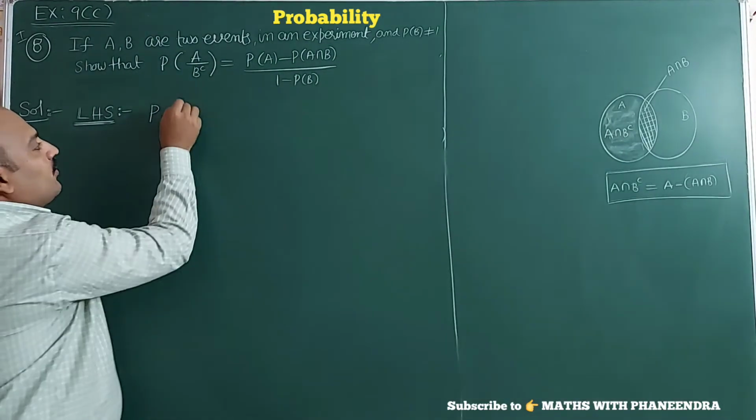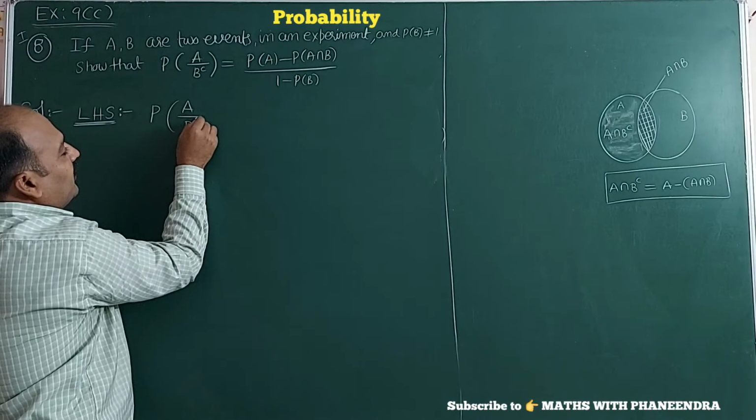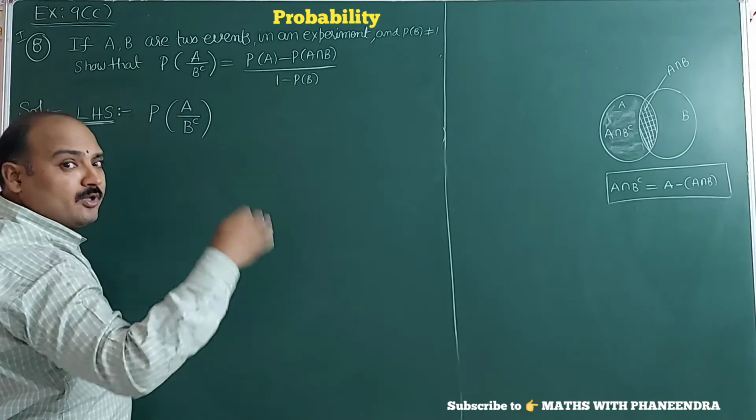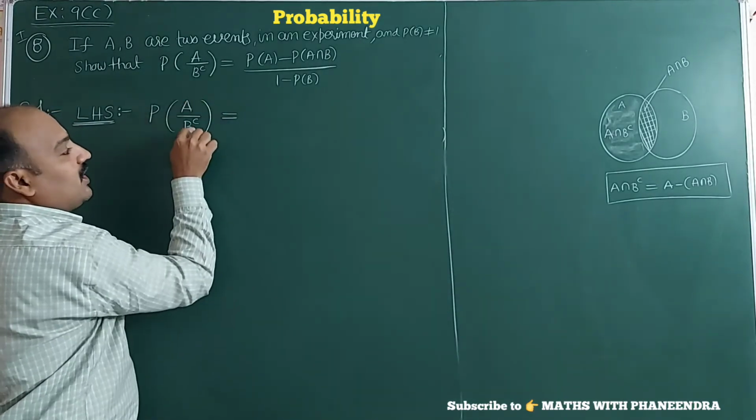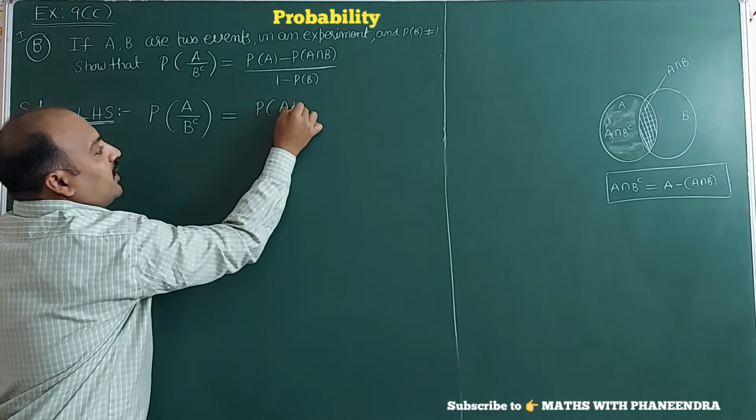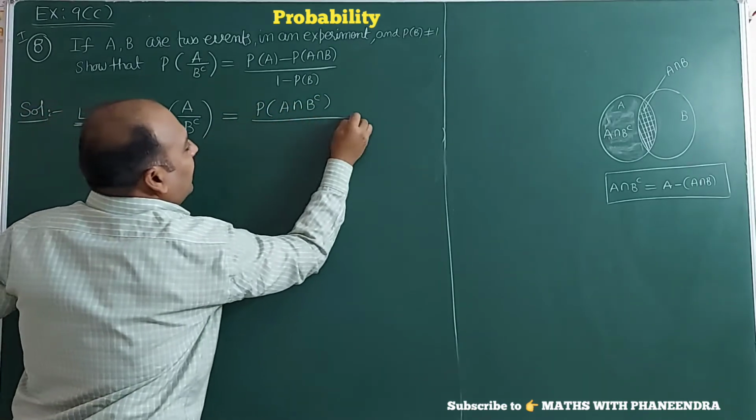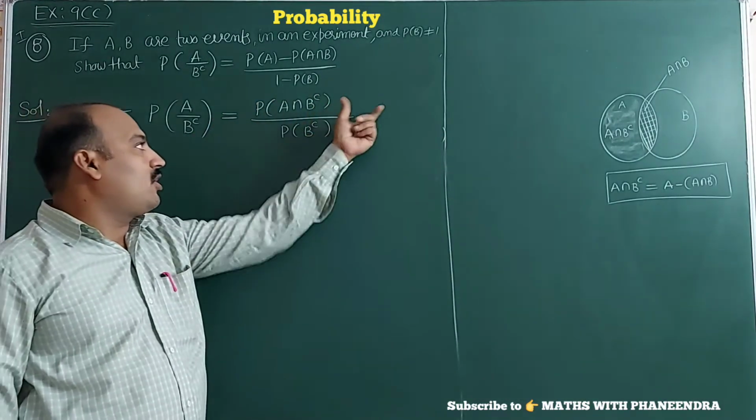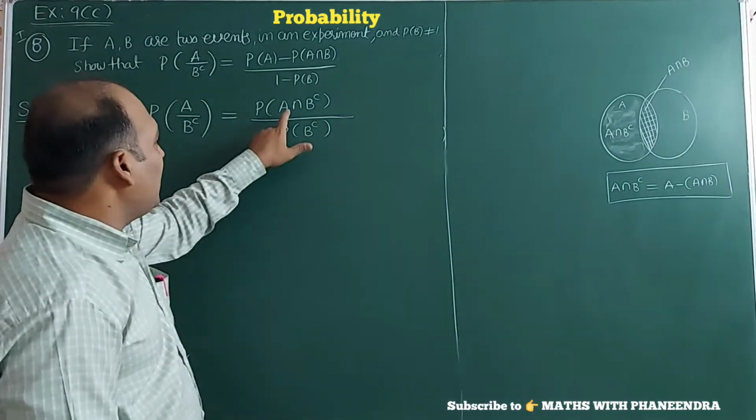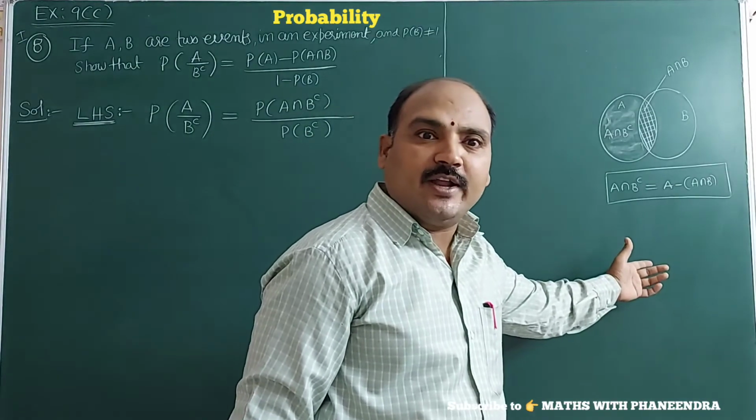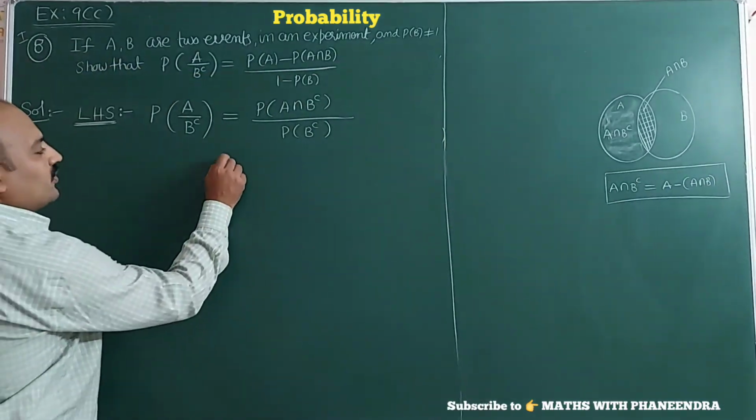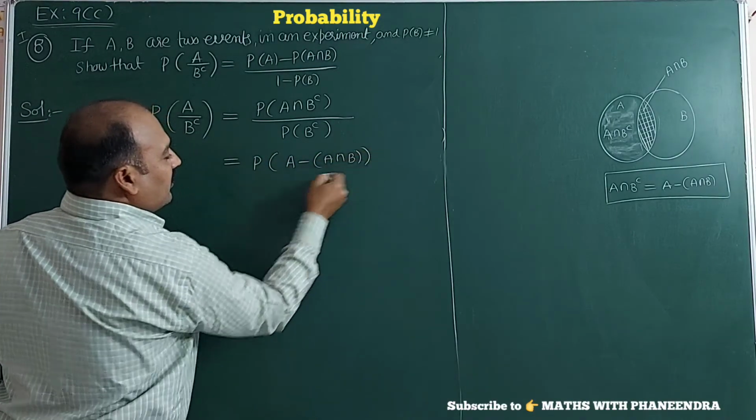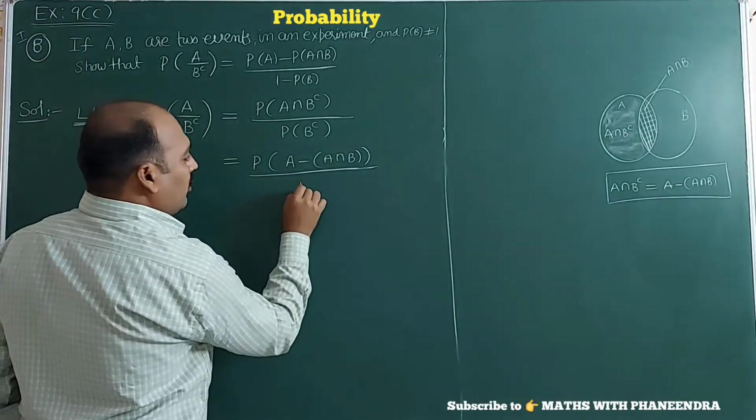Consider LHS P of A given B complement. By definition of conditional probability, P of A given B is P of A intersection B by P of B. So similarly, P of A given B complement can be written as P of A intersection B complement divided by P of B complement. Again, A intersection B complement, from the Venn diagram, we can write as A minus A intersection B. So which is equal to P of A minus A intersection B by P of B complement.